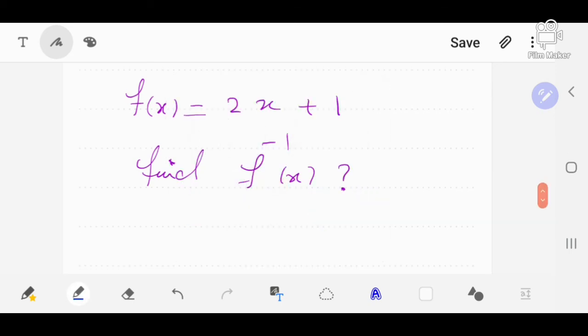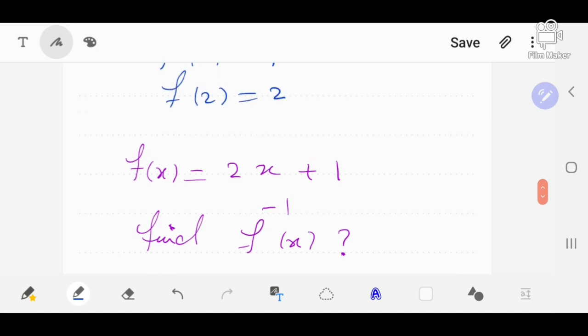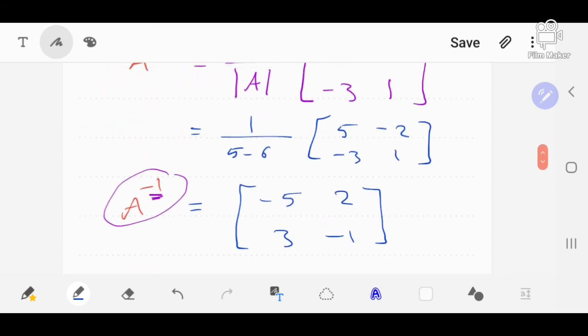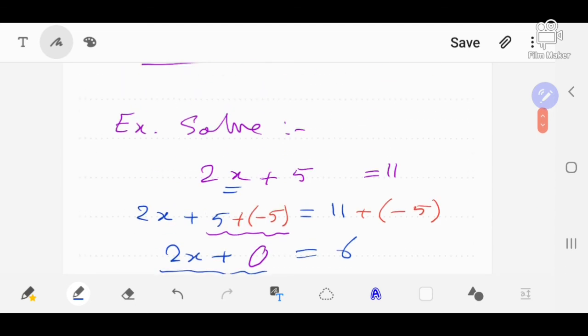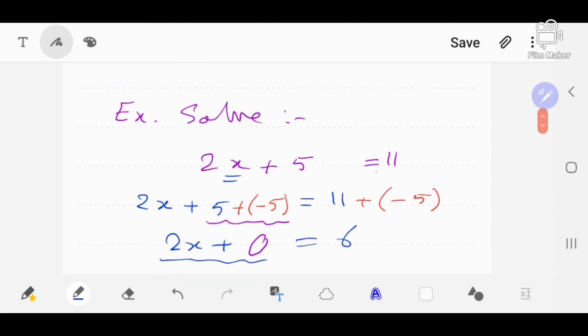The linear equation, 2x plus 5 equals 11. So the same way, we need to get rid of the 5, we need to get rid of the 2 to keep x alone. So let's apply the same steps. What will we get here?